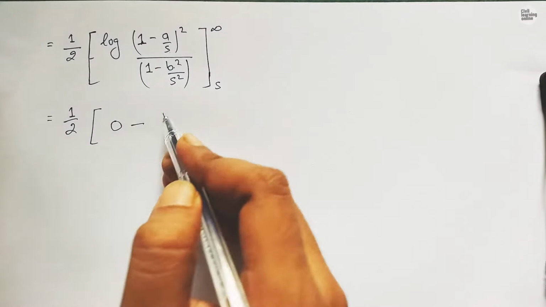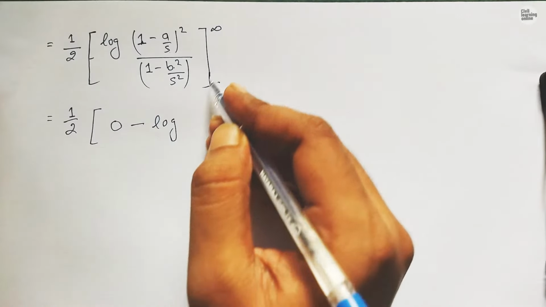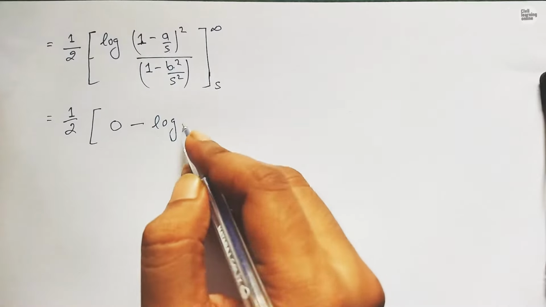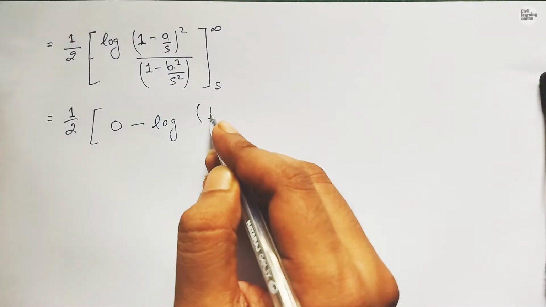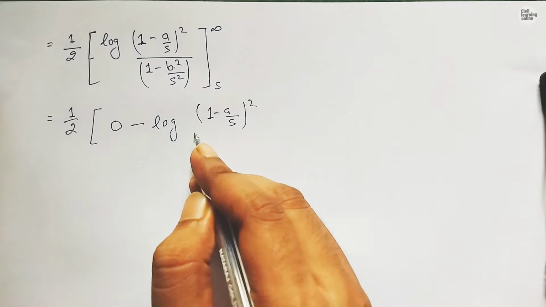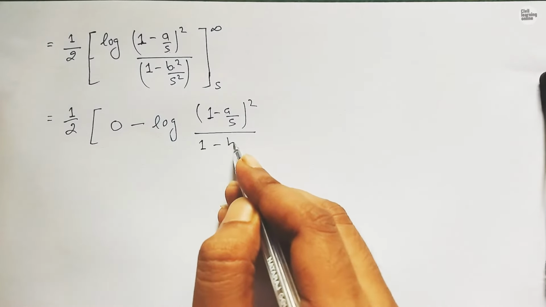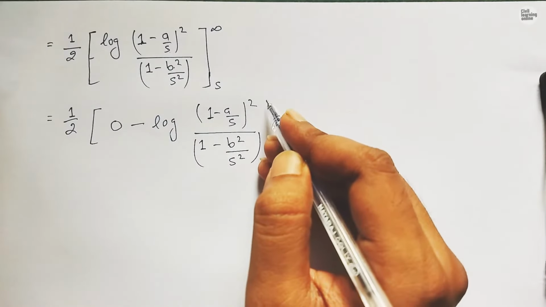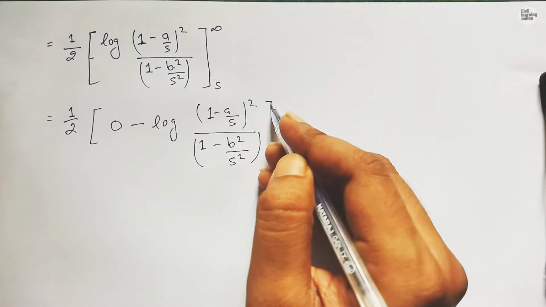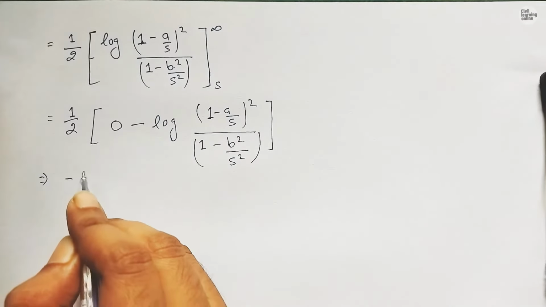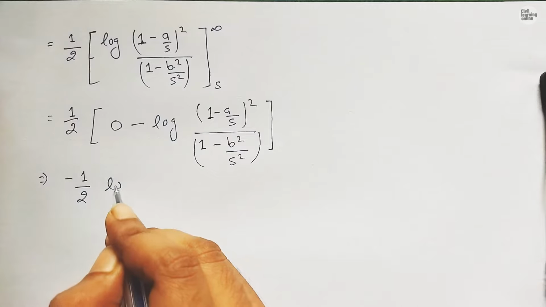So 0 minus log, now time to put the lower limit. So in place of s we will put s. So we will get the same thing, that is (1 minus a upon s) whole square divided by (1 minus b square upon s square), and we have put the limit already, so simply put the bracket now. So we will have here minus 1 by 2 log.